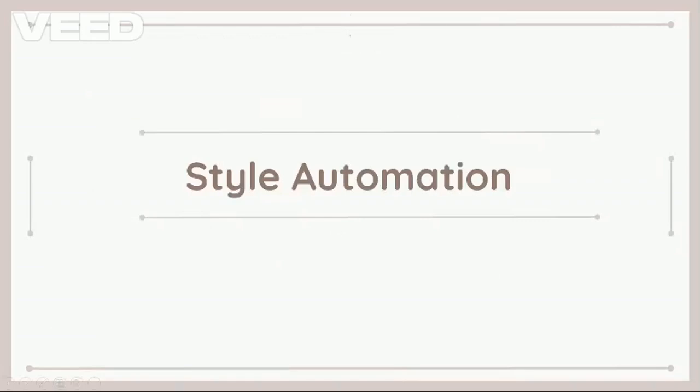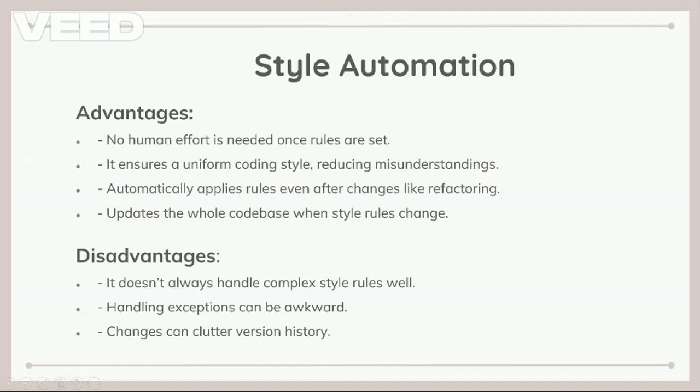Let's start with style automation, which helps enforce consistent coding styles across our projects. Here are some advantages of style automation. No human effort is needed once rules are set. It ensures a uniform coding style, reducing misunderstandings. It automatically applies rules even after changes, like refactoring. It updates the whole code base when a style rule changes.